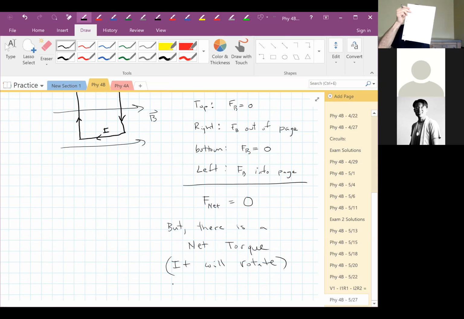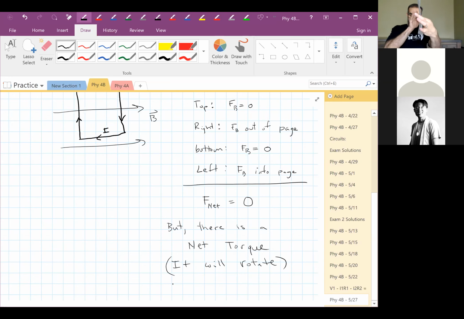All right, here's my loop of wire. Top, no force. Right side has a force toward the camera. Bottom, no force. Left side has a force away from the camera. Those two forces are equal and opposite, so there's no net force on my loop, but they're not acting at the same point. One is pulling toward the camera, one is pushing away from the camera. What is this going to do?